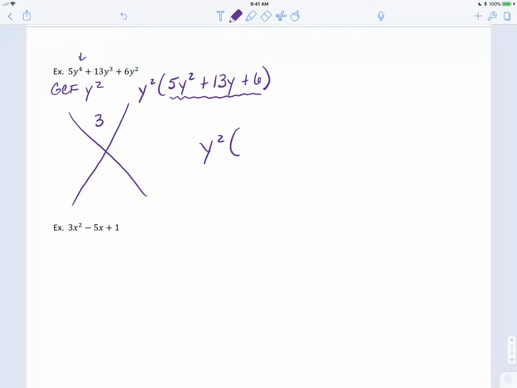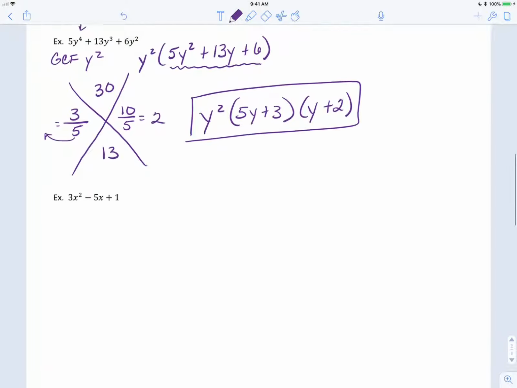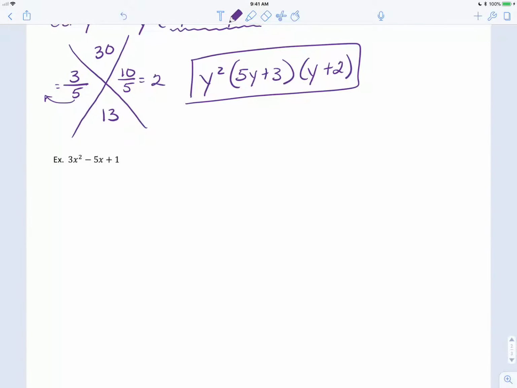So 5 times 6 is 30, adds up to be 13, dividing by 5. Well, that should be 3 and 10. So this one doesn't reduce, so the 5 moves to the front, and we get 5y plus 3. This one reduces to a 2, so that becomes y plus 2. Final answers. Always look for those GCFs first.